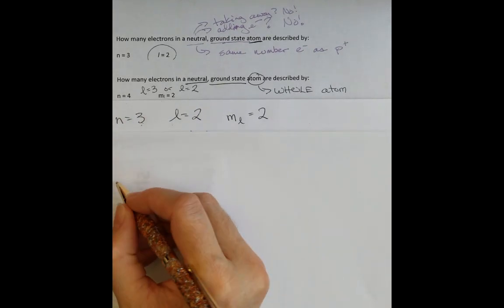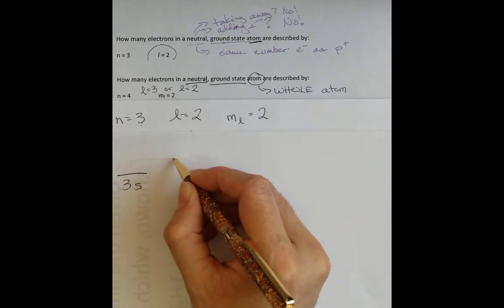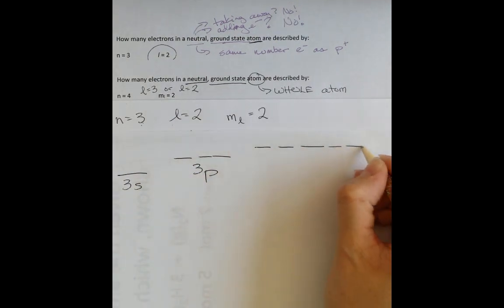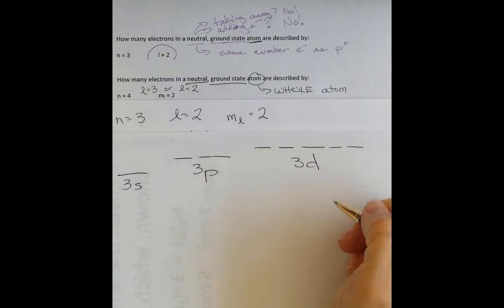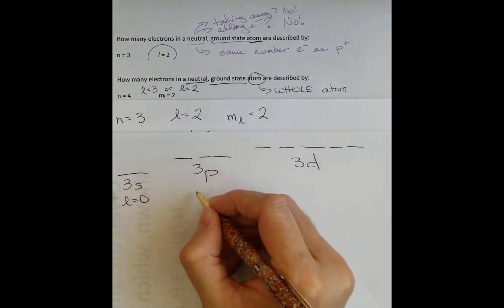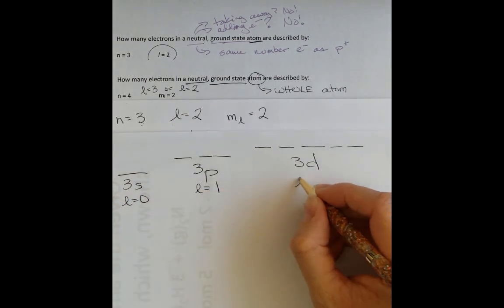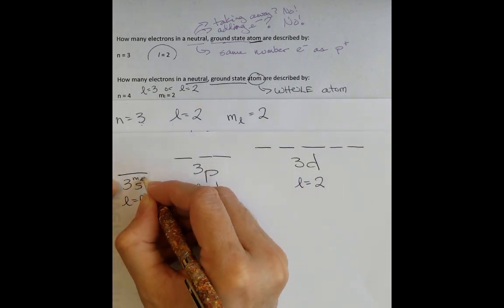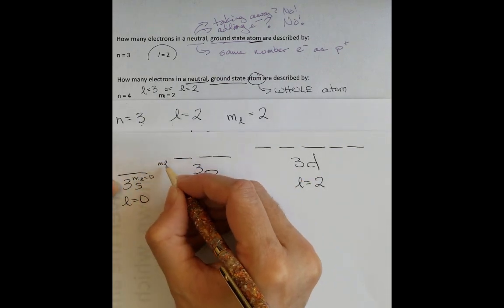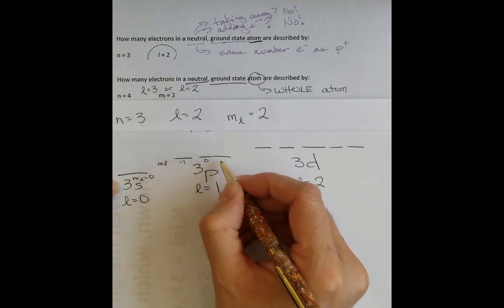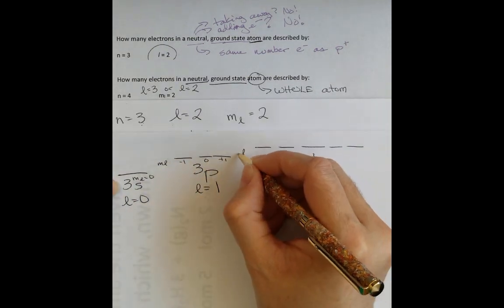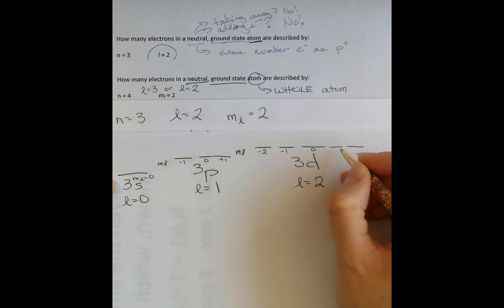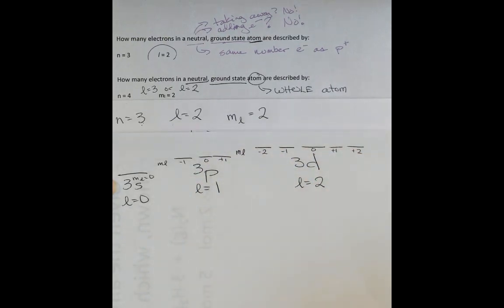So when n equals 3, you have the 3s, the 3p, and the 3d. So here's my, again, my L equals 0, my L equals 1, my L equals 2. This is going to be my m sub L equals 0. Here my m sub L will equal -1, 0, and +1. Here my m sub L is equal to -2, -1, 0, +1, +2.